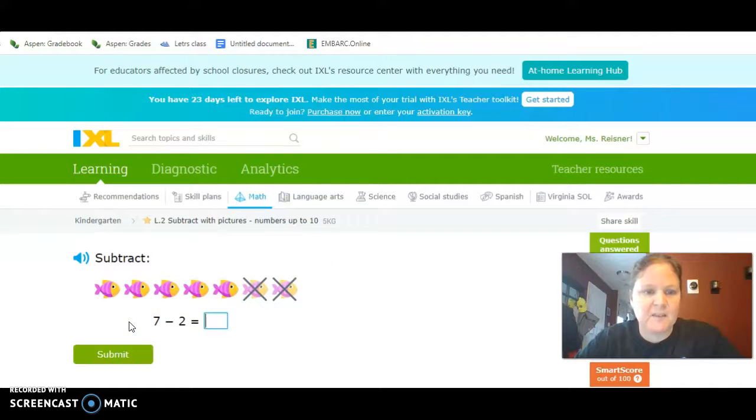All right. There were 7 fish. My first number, how many I start with, is always going to be my first number. How many did I take away? How many have X's? Minus 2. Minus 2. 1, 2. And how many are left? Good. 5. 1, 2, 3, 4, 5.